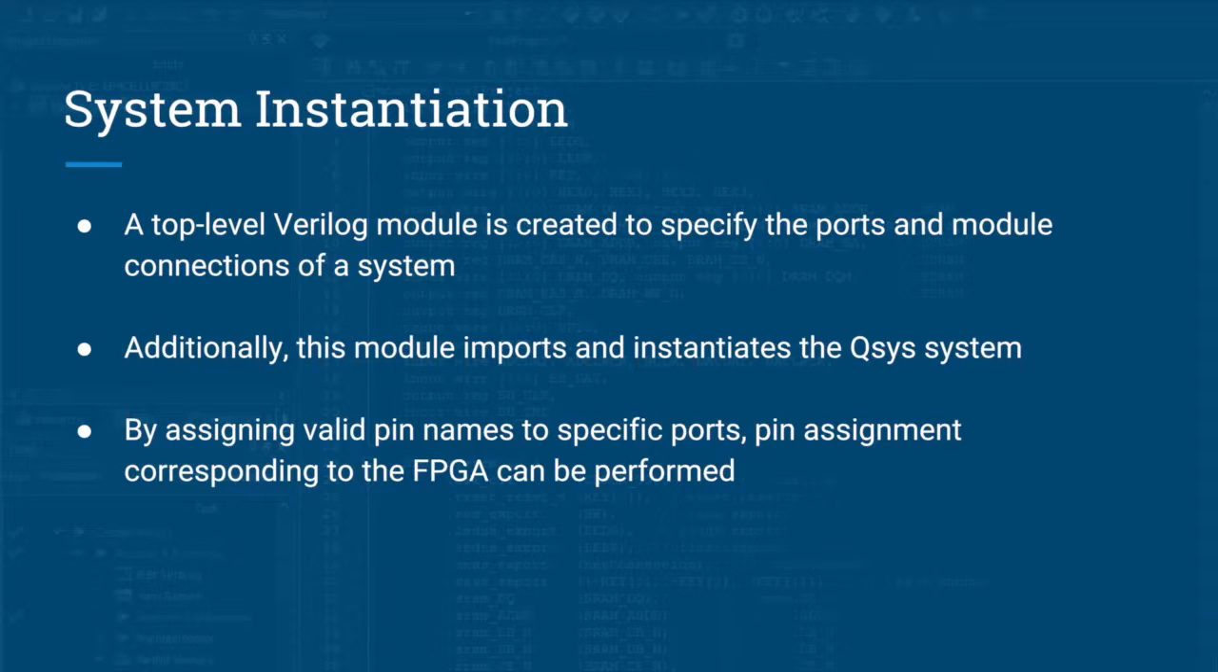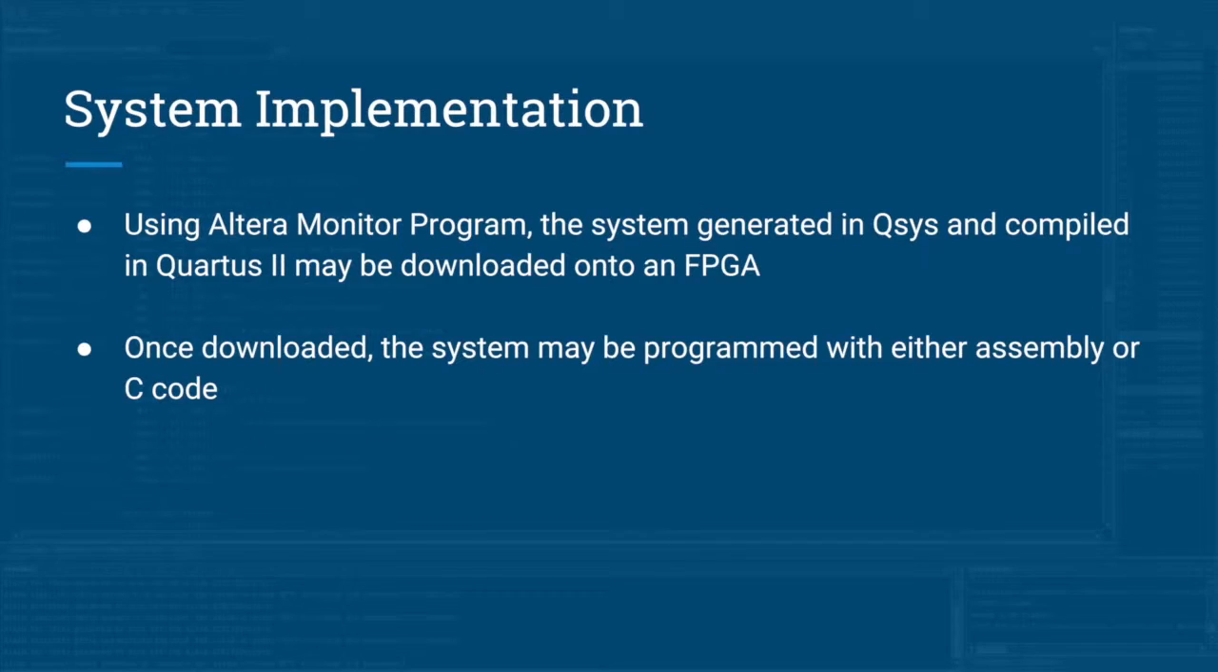Next, we need to instantiate the system. A top-level Verilog module is created to specify the ports and module connections of a system. Additionally, this module imports and instantiates the QSys system. By assigning valid pin names to specific ports, pin assignment corresponding to the FPGA can be performed. To implement the system, we can use Altera Monitor program, and the system generated in QSys and compiled in Quartus 2 may be downloaded onto an FPGA. Once downloaded, the system may be programmed with either assembly or C code.